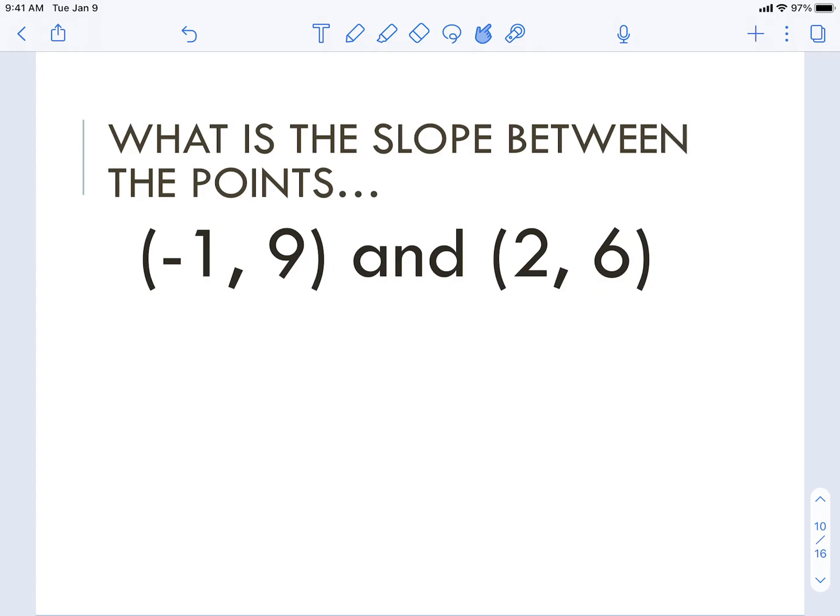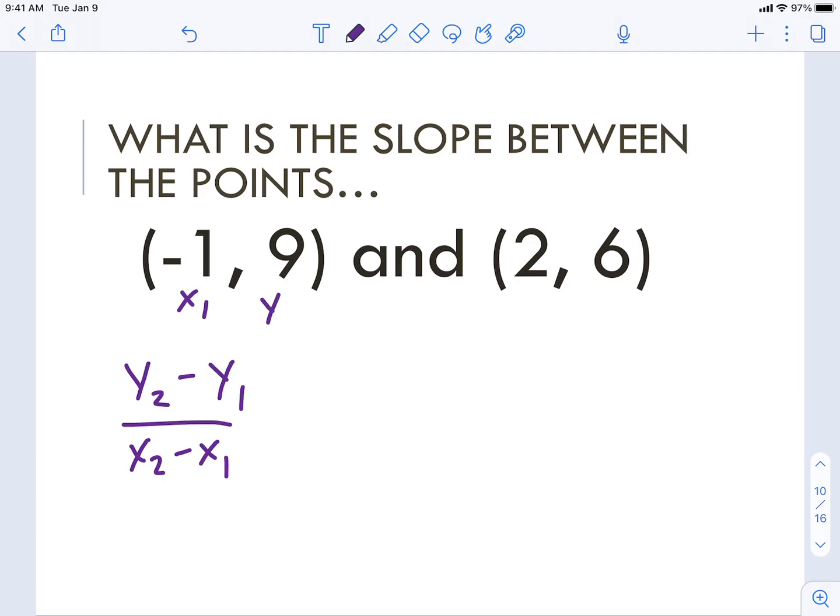All right, what is the slope between these 2 points? We need to use the slope formula: y2 minus y1 over x2 minus x1. Remember that your y values are the vertical components, so the difference between them is the rise, and the x coordinates are the horizontal components, so the difference between them is your run.